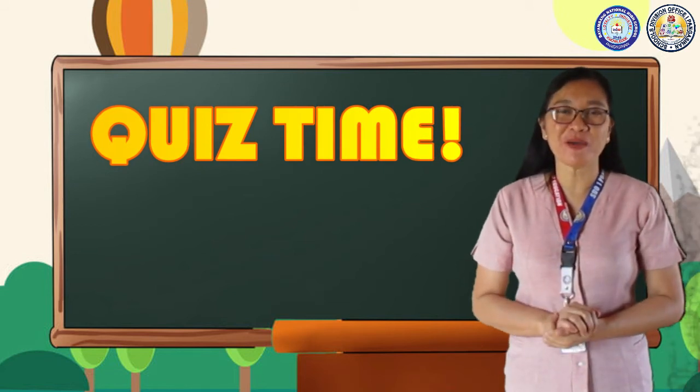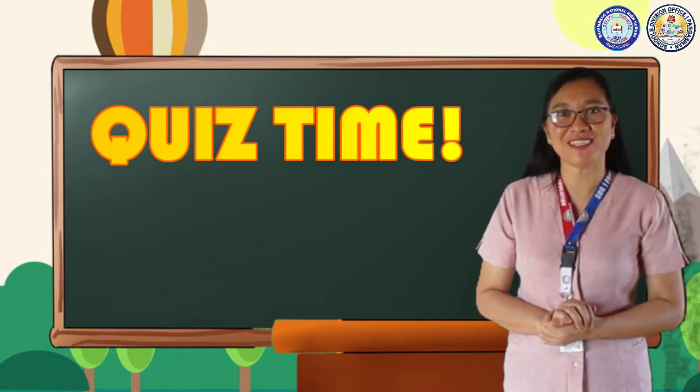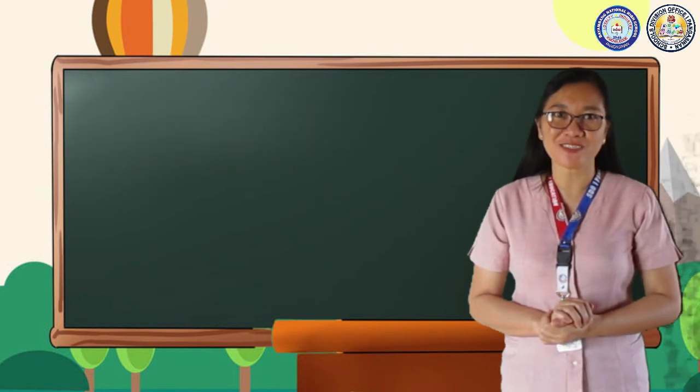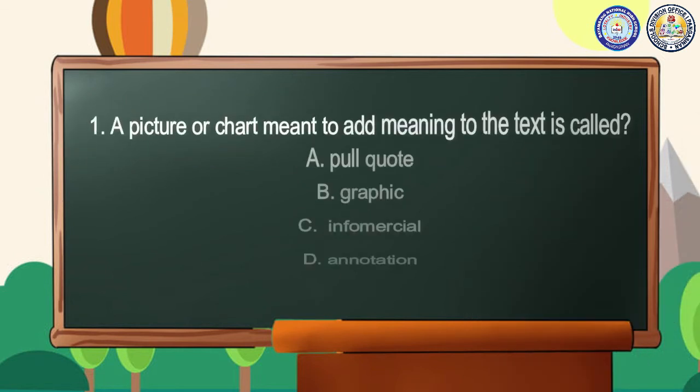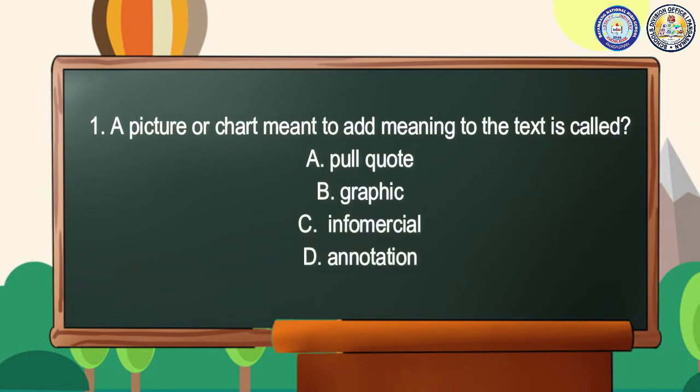Choose the letter of the best answers to the following questions. You have 5 seconds to answer. A picture or chart meant to add meaning to the text is called A. Pull quote, B. Graphic, C. Infomercial, D. Annotation. The answer is B. Graphic.